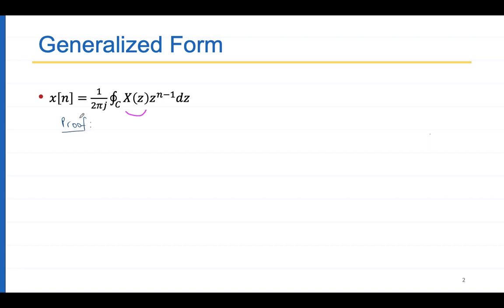Let's do it with a simple proof. You already know what X(z) is: it is the DTFT of x(n) r to the power minus n, where r is some constant. In the complex plane, it's the radius, the distance of the complex number from the origin. Basically, z is equal to r e to the power j omega. DTFT deals with e to the power j omega. If we add this term r, it becomes the Z transform.